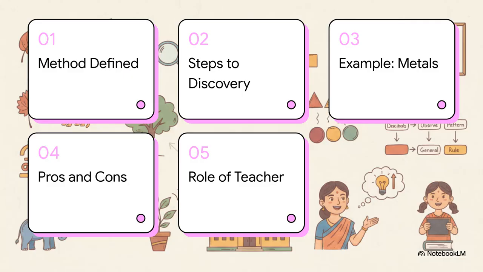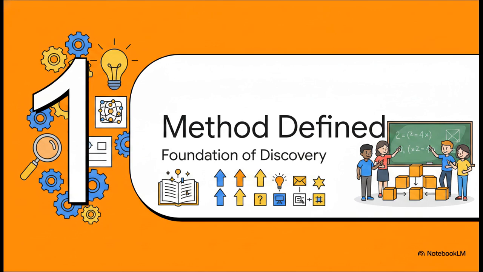Here's exactly how we're going to break it down in our explainer today. First, we'll get the inductive method defined. Second, we'll map out the 6 steps to discovery. Third, a classroom example using metals. Fourth, we'll weigh the advantages and limitations. And finally, we'll outline your vital role as the teacher. Let's jump right into Section 1, the inductive method defined, the foundation of discovery.